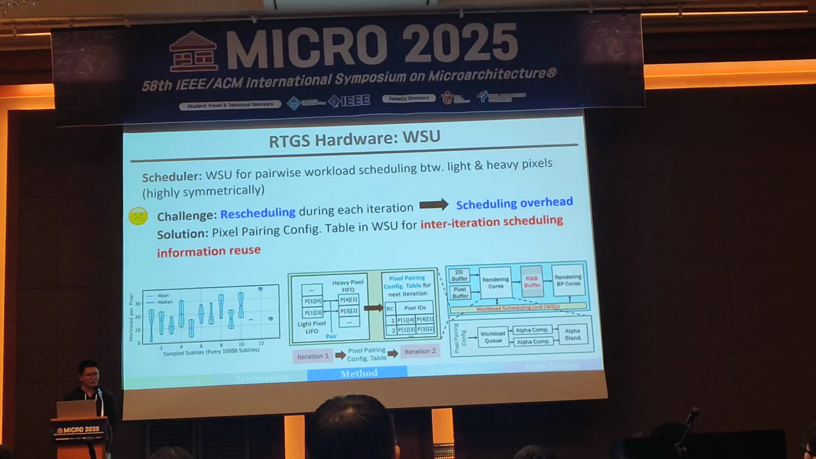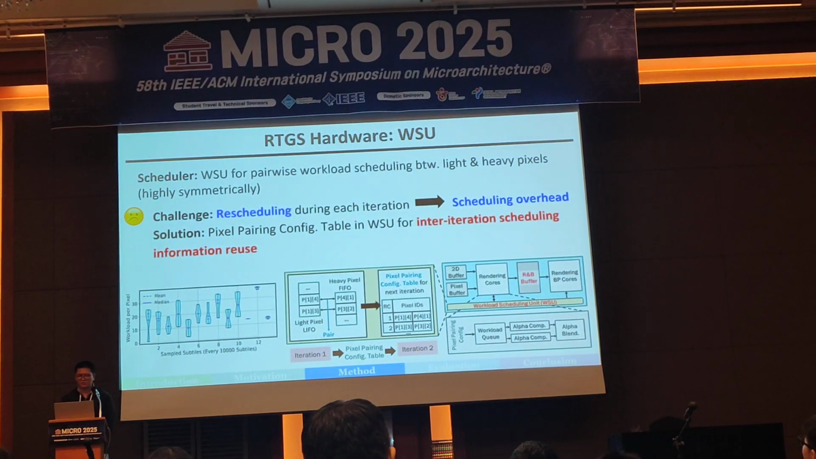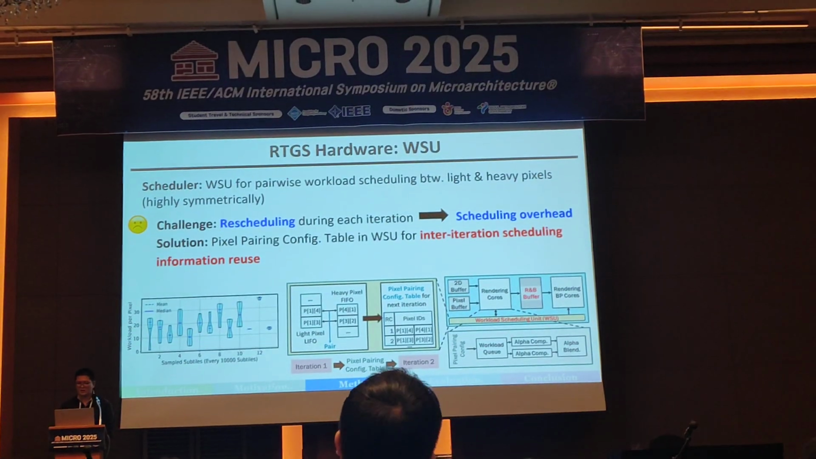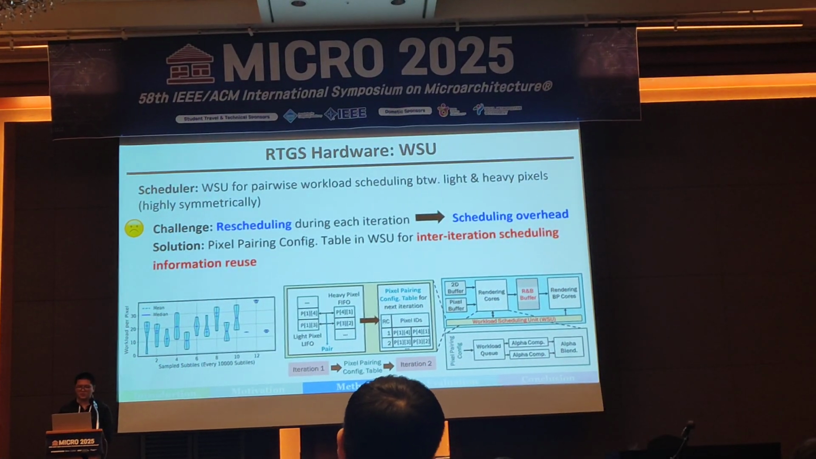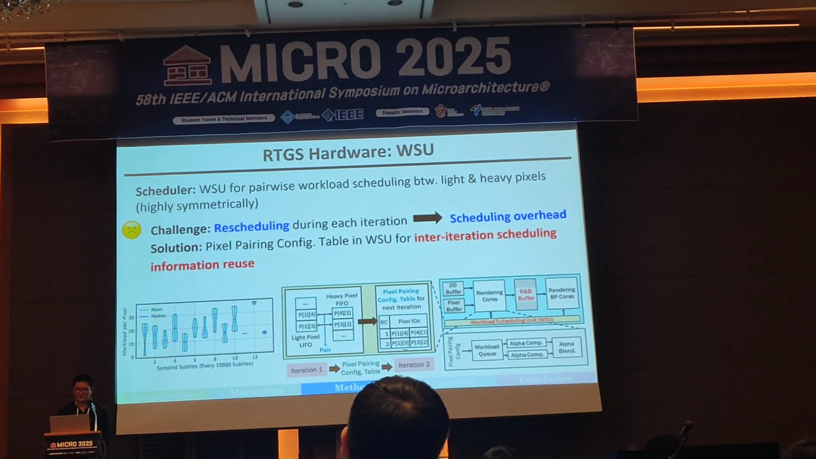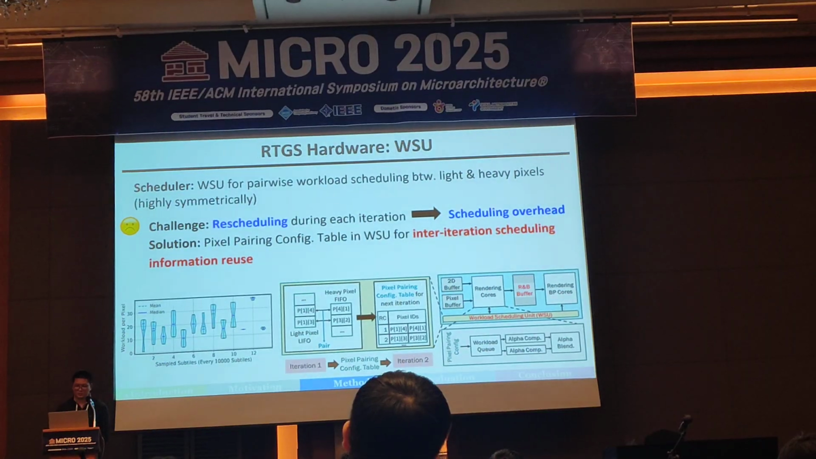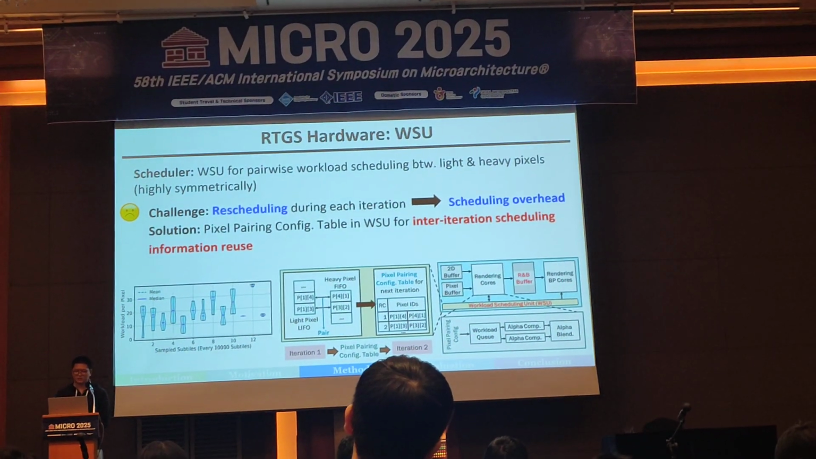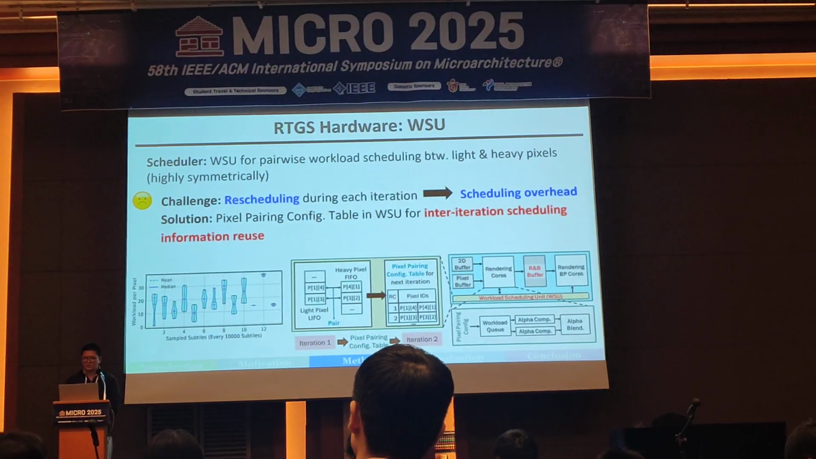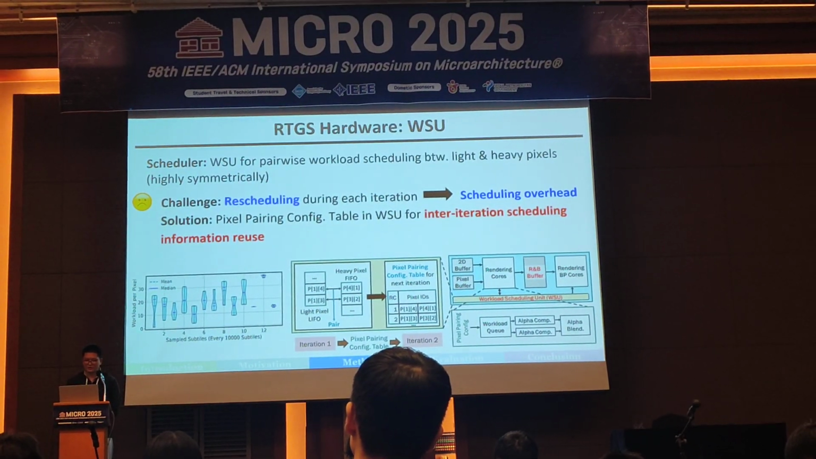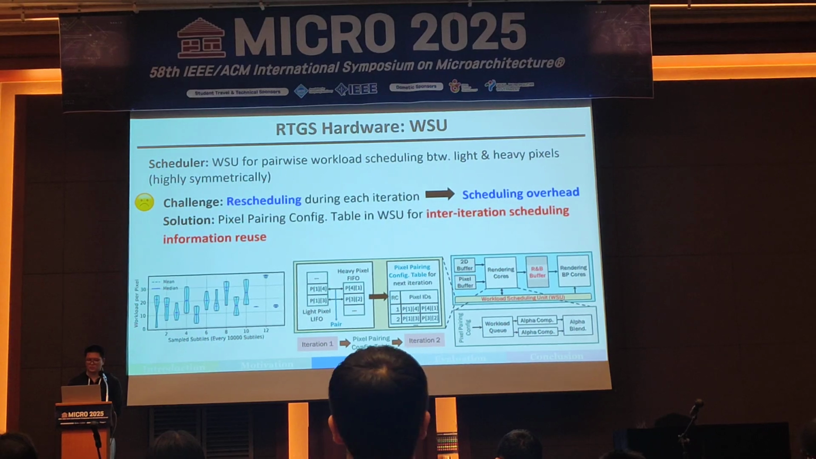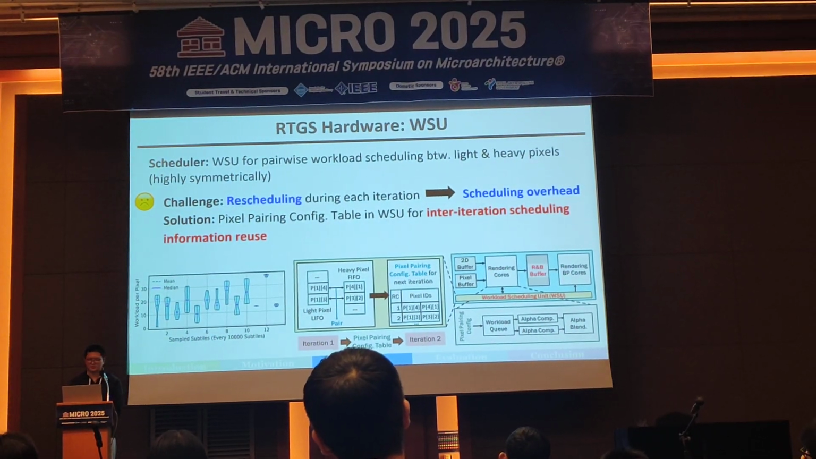The local scattering units, which I call WSU, perform parallel local scattering between the light and heavy pixels due to their highly asymmetrical distribution. To overcome the challenge of scattering and the associated overhead in each iteration, we introduced a pixel tiling configuration table in the WSU to reuse the inter-iteration scattering information.